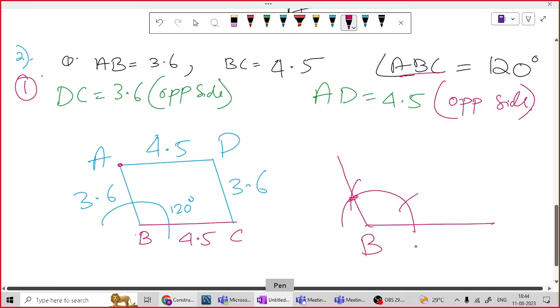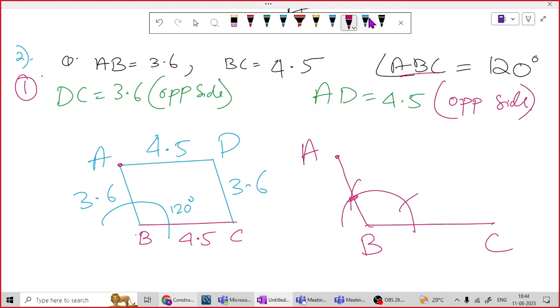Mariana, did you construct BC? Yes, sir. Did you get 120 like this? And did you take 3.6 and draw AB? Yes, sir. After that only. How do you close the figure? How does the figure get completed? With the help of D, right? Yes, sir. How do you find D here? What's the length of CD? 3.6. So take 3.6.